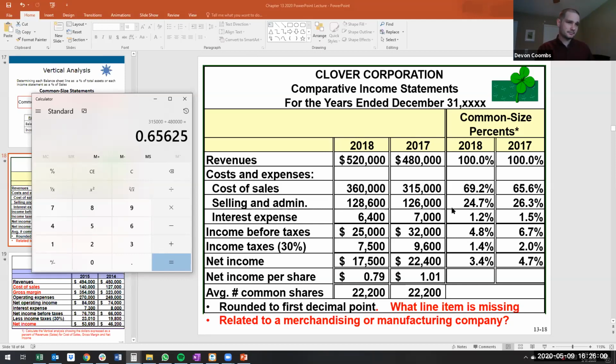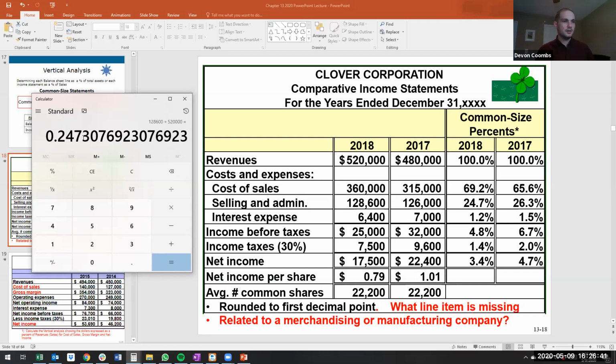Selling admin, that's 24.7%, instead of 26.3%. So again, that comparison was just done by 128,600 here, divided by 520 to get the 24.7%. We can keep doing that math, but I think it's relatively simple for the team. So we see that over the year, when compared to revenue, we're actually spending less on selling and administrative expense. And maybe that's a good thing, maybe that's a bad thing. Maybe if we spent more, we could have got more sales, but we can go investigate that and compare to other companies. And then we've decreased our interest expense. So we'll continue to do that.